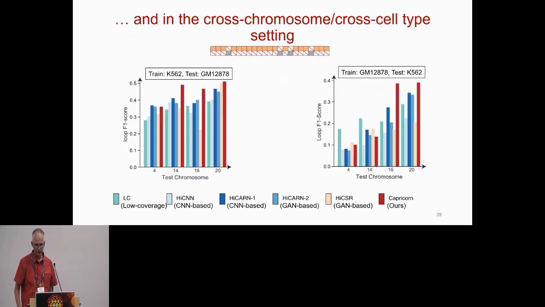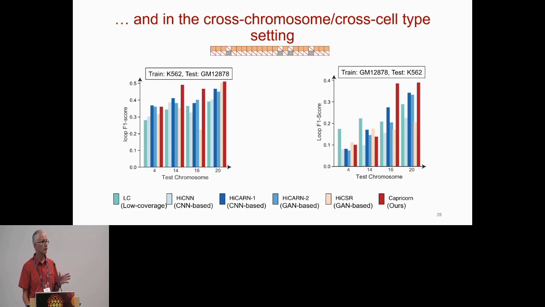Finally, looking at the cross-chromosome and cross-cell type setting, you see similar trends, although this is a harder setting. For instance, in the right-hand plot, there are some cases where just doing the enhancement seems like a bad idea for everyone, and you actually get better performance from running the loop caller on the low coverage data. So this emphasizes that it is a hard problem.